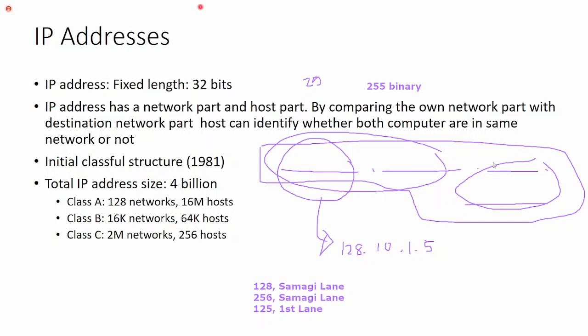The IP addresses were divided into a few different classes, right? Like class A, B, C, like that, right? So we will see what these classes A, B, and C are.